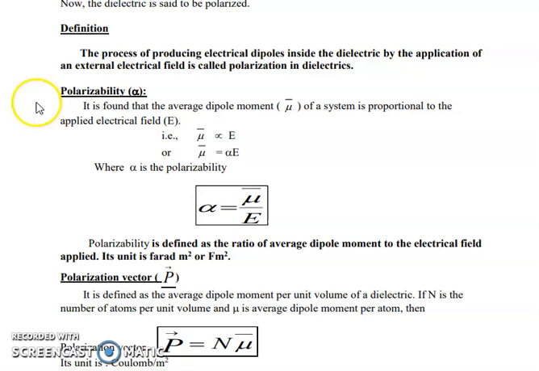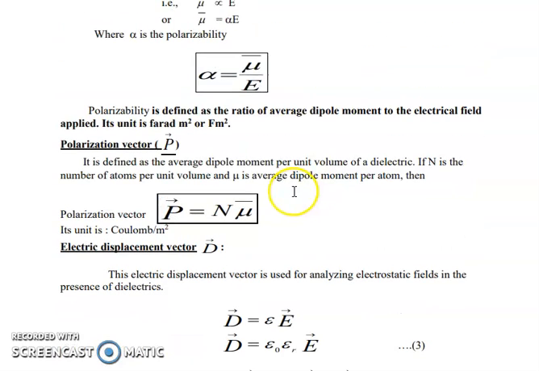That alpha is what is called polarizability. So alpha is nothing but mu bar by E. Mu bar is nothing but the average dipole moment of the entire system. So polarizability is defined as the ratio of average dipole moment to the applied electric field. The unit of polarizability is farad meter square.